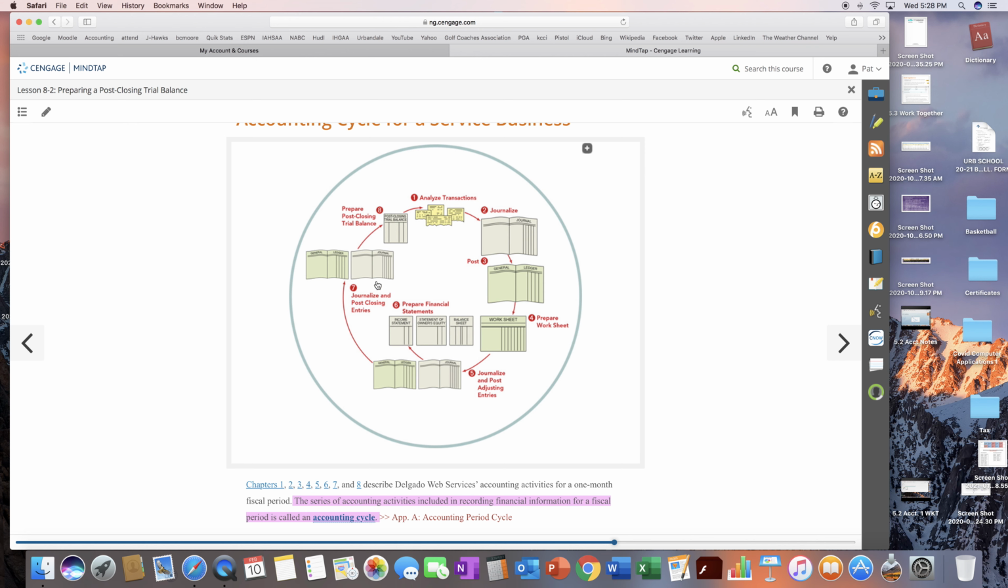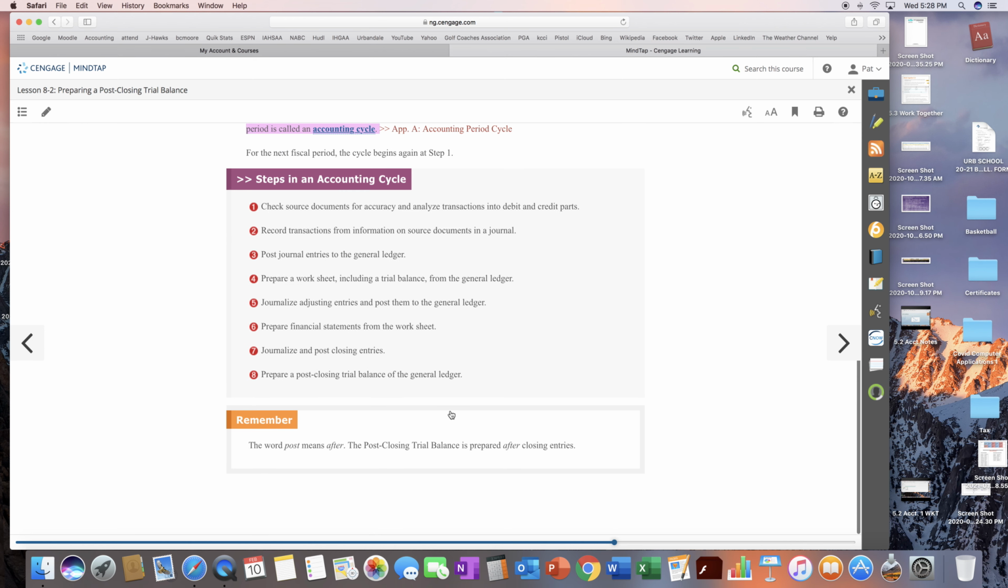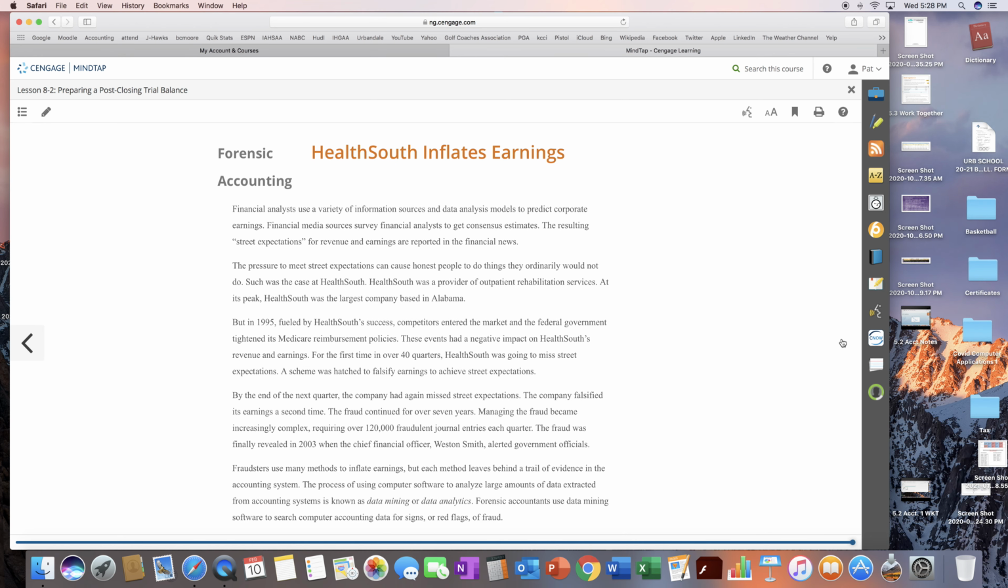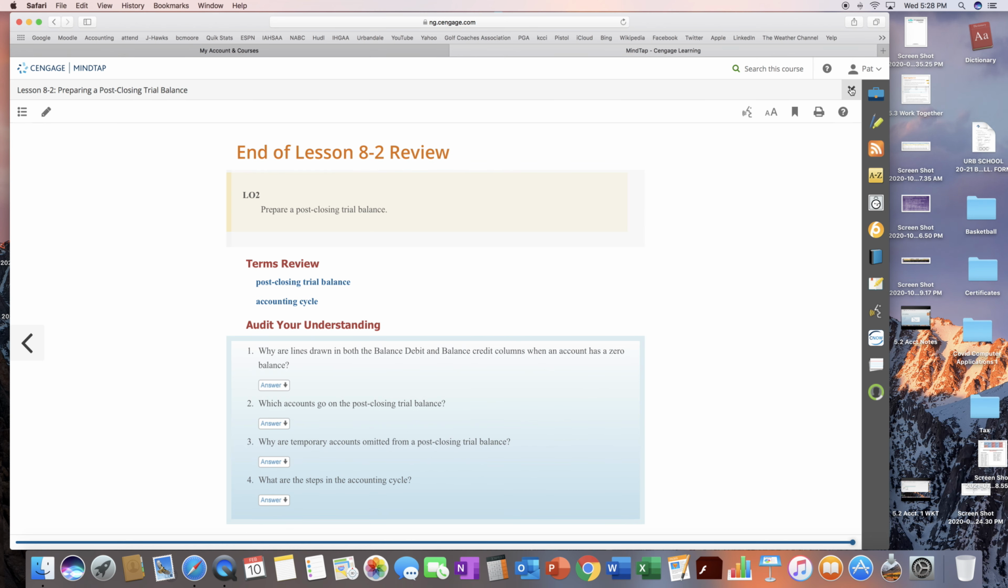These aren't all by the chapter, actually. Journalize and post closing entries, these two are chapter 8. This is chapter 7. Chapter 5 and 6. Moving forward all the way to the beginning. But this is the accounting period cycle. Okay? And they'll list it. And they might even ask, what is the last step in the accounting period cycle? Prepare a post-closing trial balance. And that should be it. That is our 8.2 section.